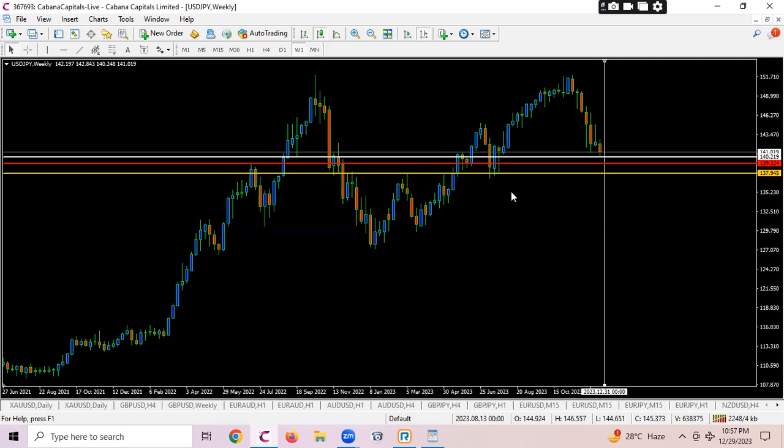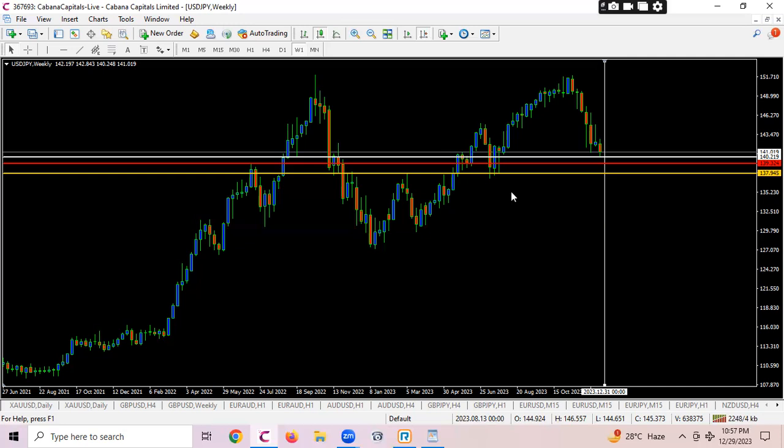Okay, wait. When the demand is greater than the supply, it is called a support level. At a support level, demand increases, supply decreases. Then at a resistance level, supply increases, demand decreases. I hope you get that.